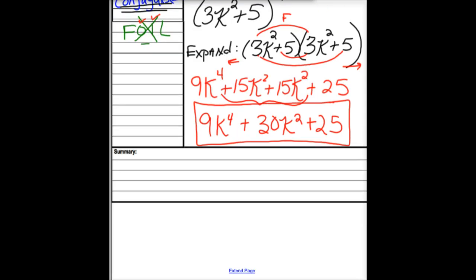So for our special cases, really, the summary is one word: they're not so special. They're really just cases of more FOILing. You gotta love to FOIL.